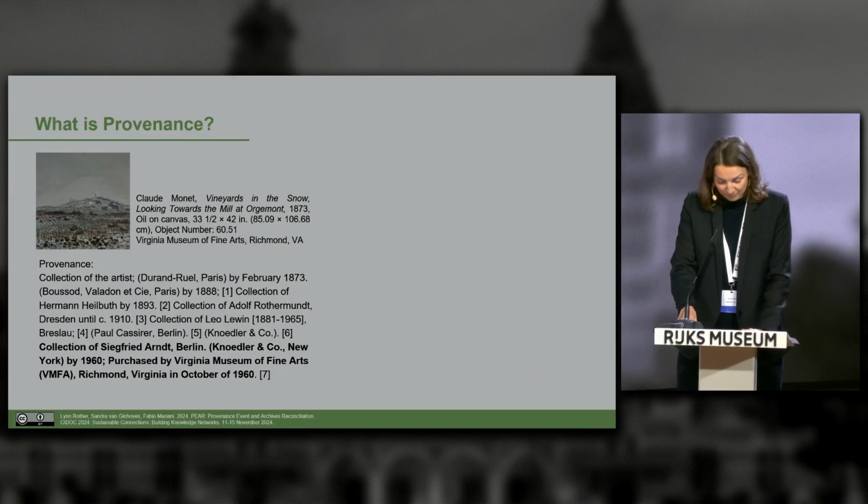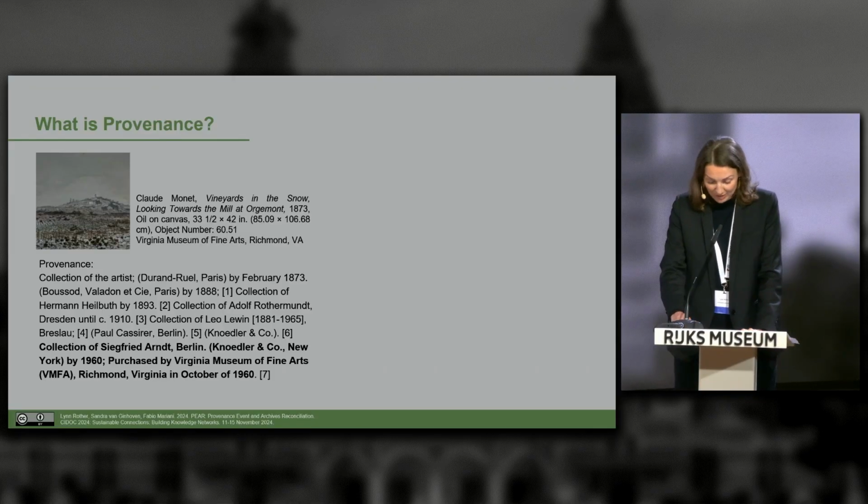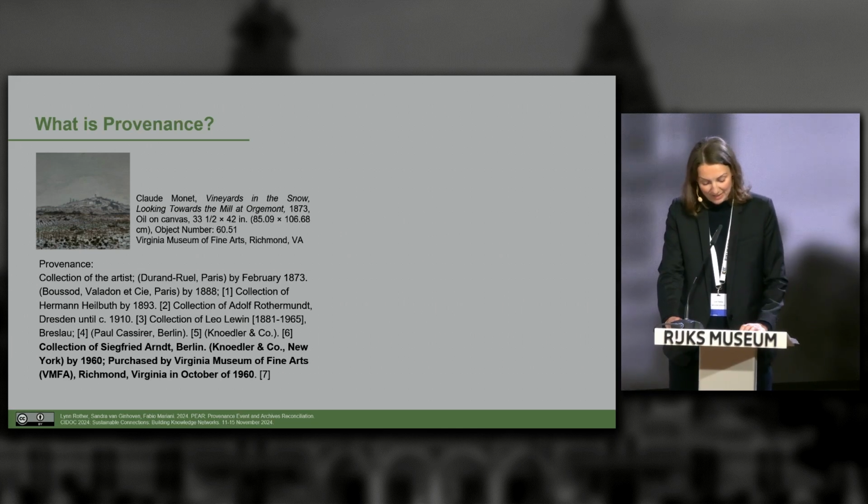The Monet painting from the collection of the Virginia Museum of Fine Arts, which we have picked as an example, shows how museums usually record such information as free text, and, at least in the US, with a format that conveys meaning through punctuation. If we only focus on the bold part at the bottom, we see so-called collection of Siegfried Arndt, who resided in Berlin.